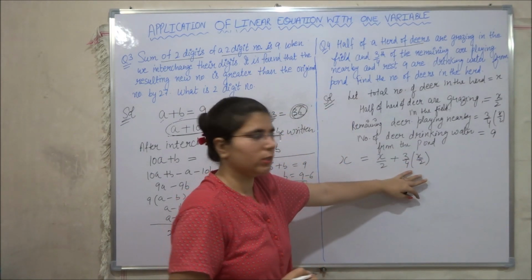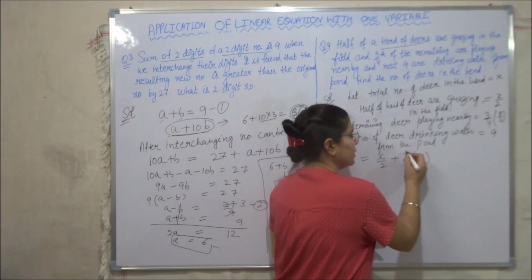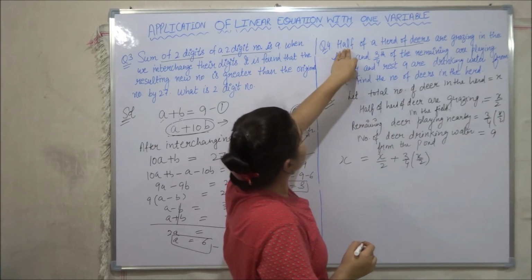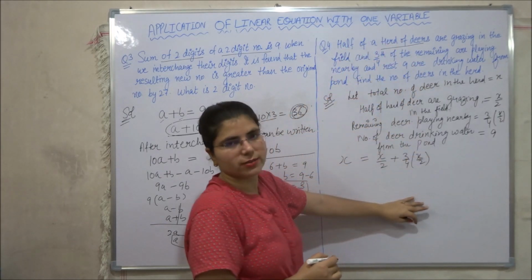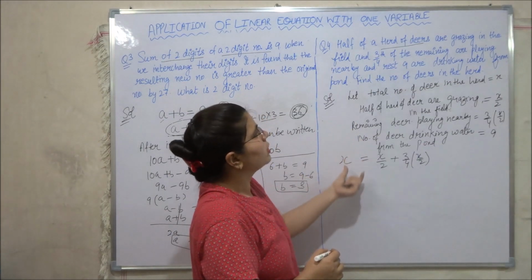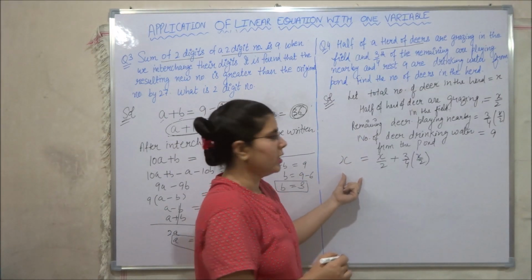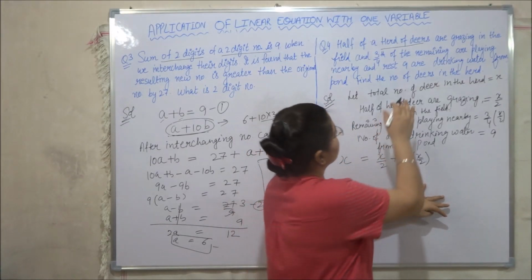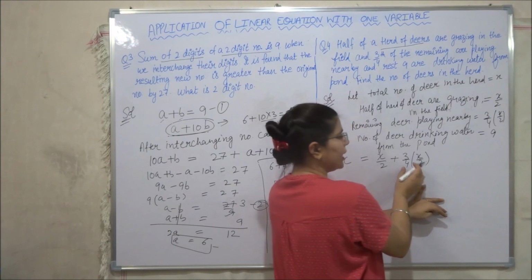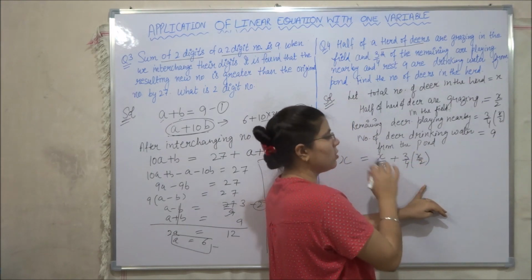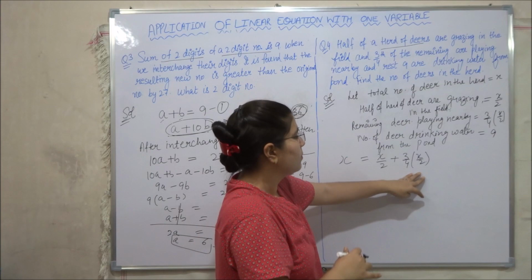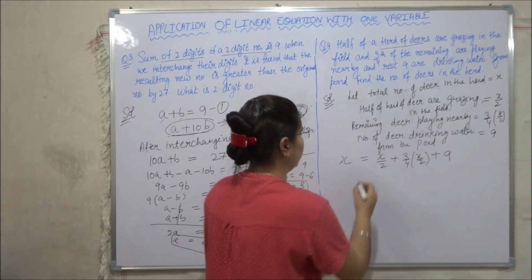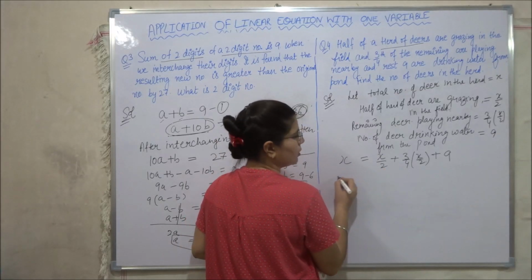One thing should be noted here that we will be taking 3/4 of the rest of the deers from the half of the herd of deers, because half of the deers are grazing in the field, and from the remaining, some are playing nearby. So we will take 3/4 of x by 2 instead of 3/4 of x, and the rest 9 are drinking water. Now taking variables on the left hand side.